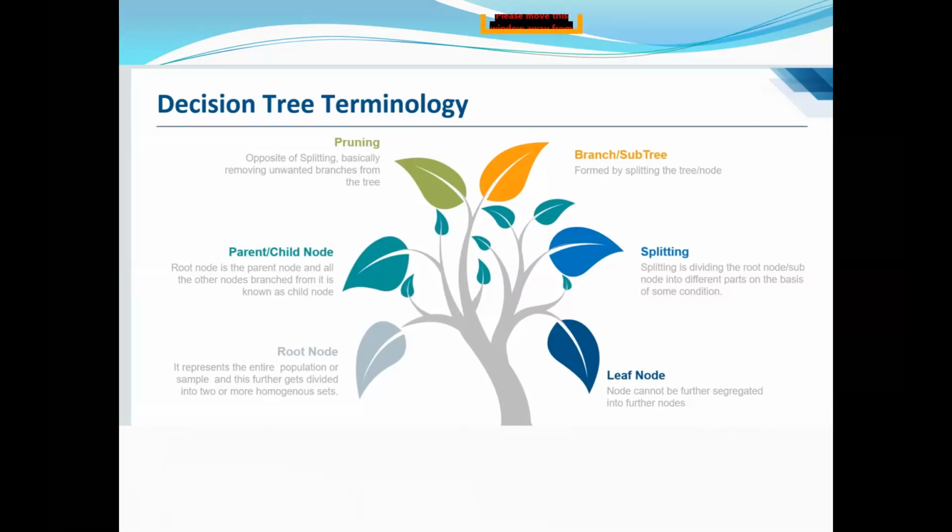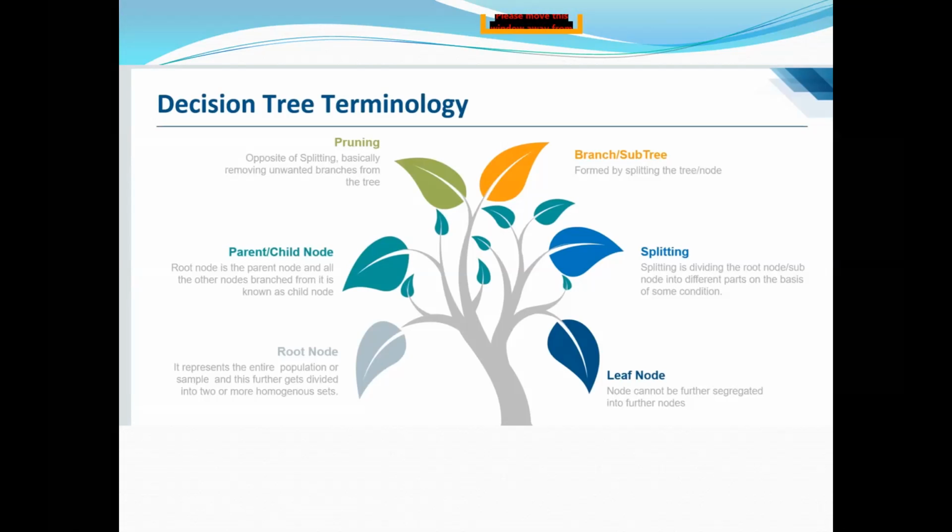Next is the leaf node. What is a leaf node? A leaf node is a node that cannot be segregated further into other nodes. We can also call it a decision node, right? That node only gives the decision. We can also say that in that particular node we do not have any mixed-up class values. That is what we call a leaf node.